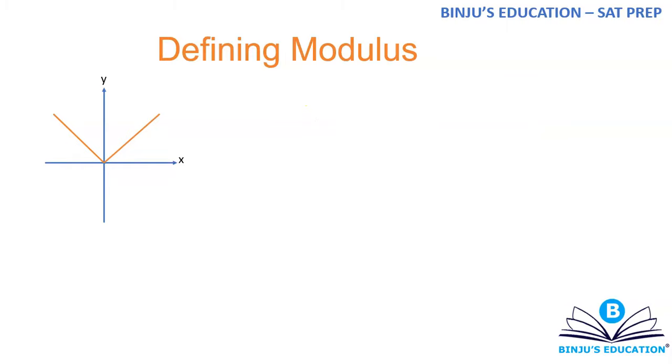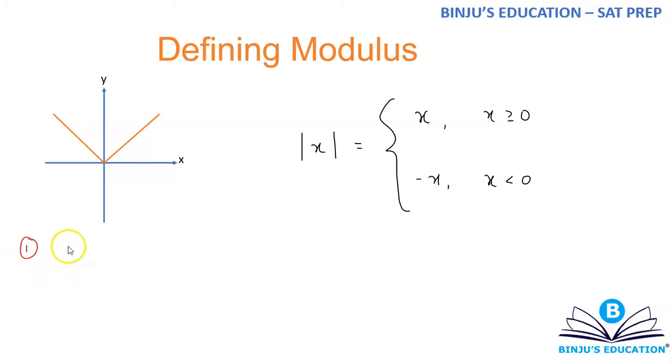Whenever you talk about modulus, you will come across this expression: modulus of x is equal to x whenever x is greater than or equal to 0, and it's negative of x whenever x is less than 0. So let's try and decode what this means. We're going to solve them one by one so that you understand this and next time you don't have any problem.